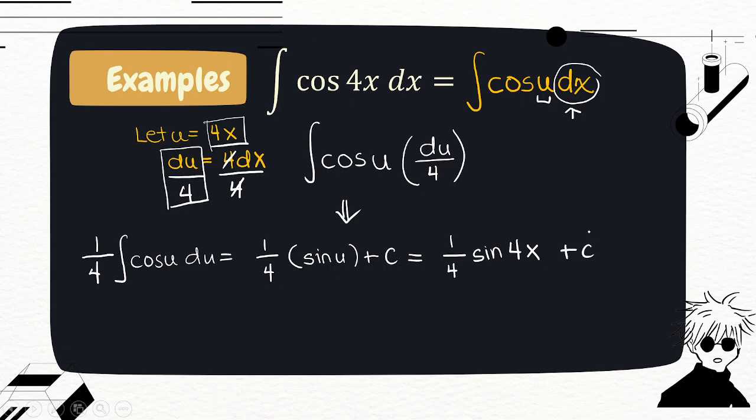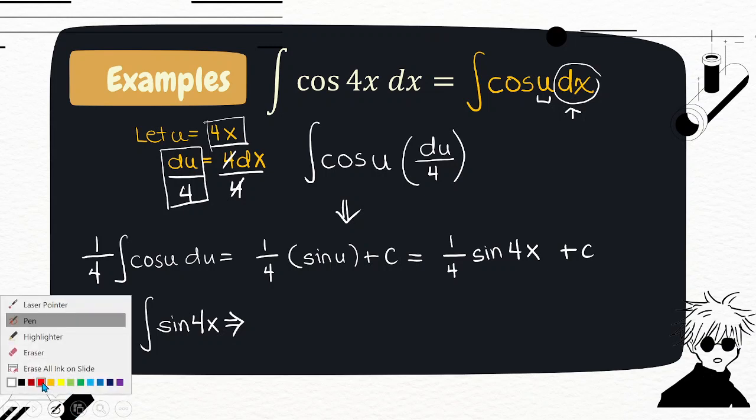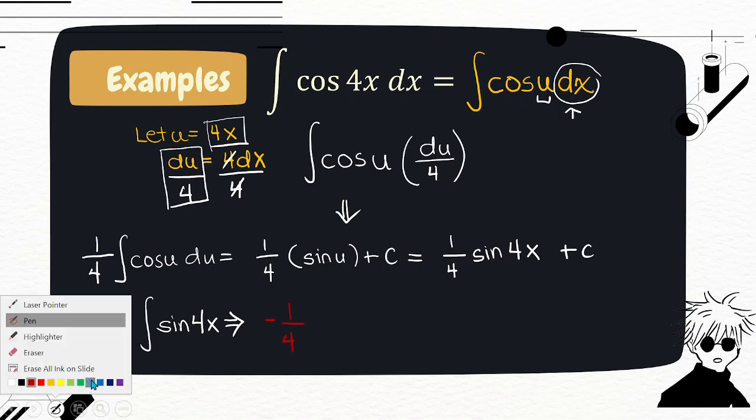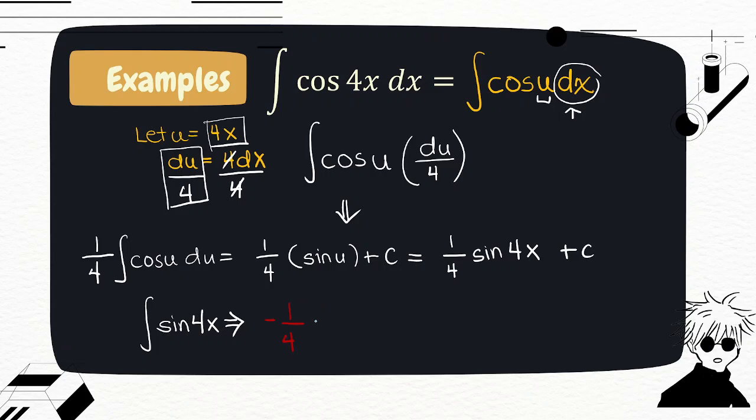Plus c. So, any shortcut? Try mo to. Integral ng sine u. Anong shortcut? Negative cosine u. Negative 1/4. Anong integral ng cosine, sine u? Sine u. Cosine u, di ba? The answer is cosine 4x.